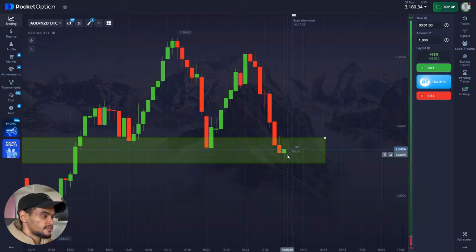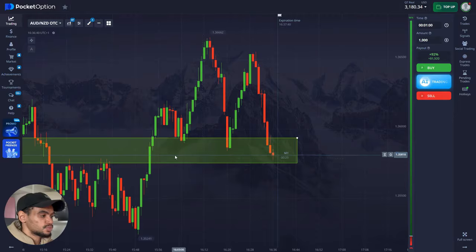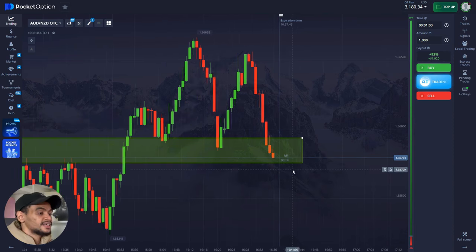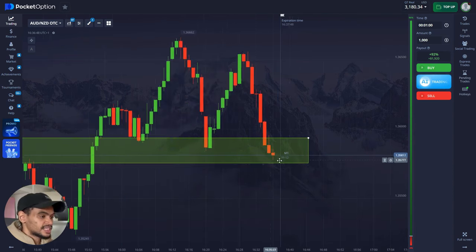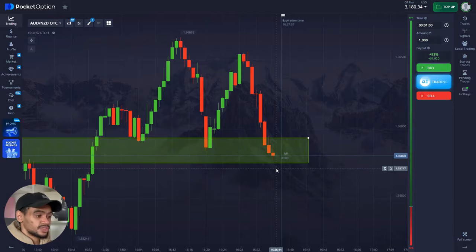You always need the confirmation, because not every single time you spot a level, which is by the way the most important skill that you can get, is spotting levels to begin trading. Not every single time you hit a level it's gonna reverse. Sometimes you're gonna get a breakout, sometimes you're gonna get a fake breakout, and you might get baited. So that is why you need extra confirmation on your entries, and this is exactly what we're waiting for now.